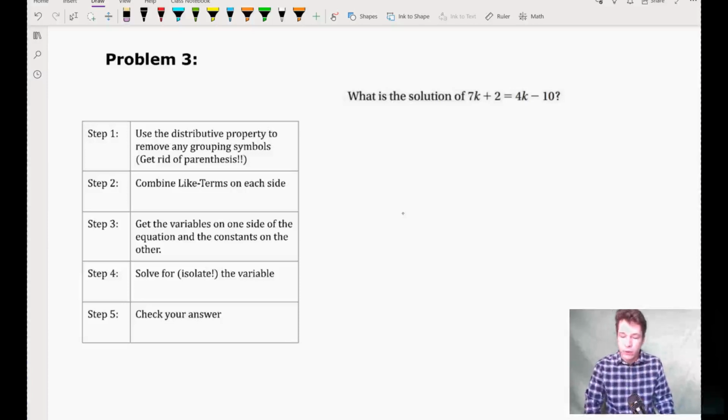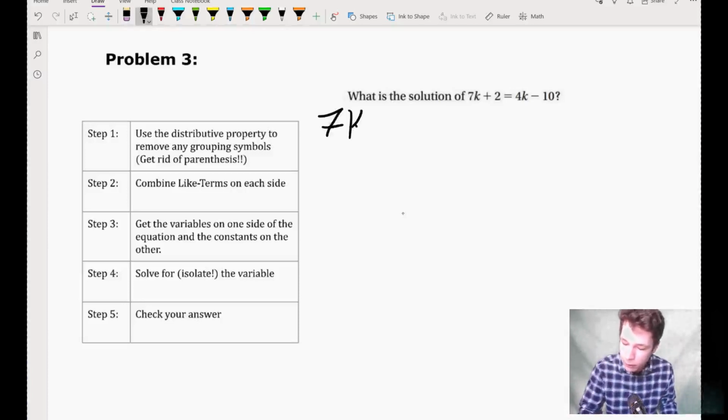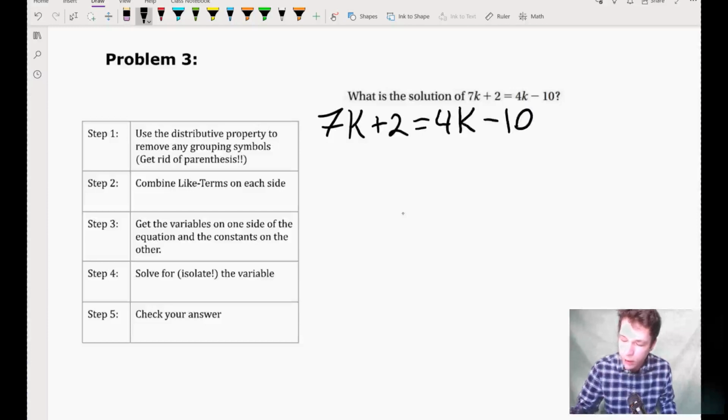Let's do a new problem. Problem number 3. What is the solution of this equation? Let's rewrite it real quick. By let's, I mean I'm going to rewrite it real quick. It helps me think about it. 4k minus 10. Okay, notice that we're using k instead of x. It does not matter. Treat them the same.